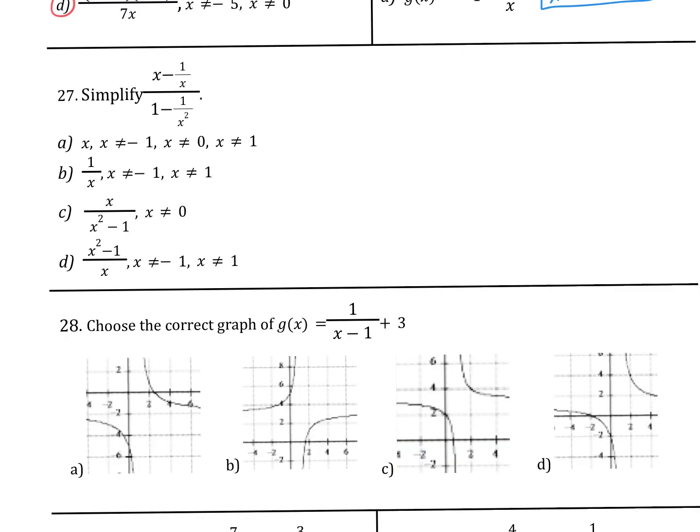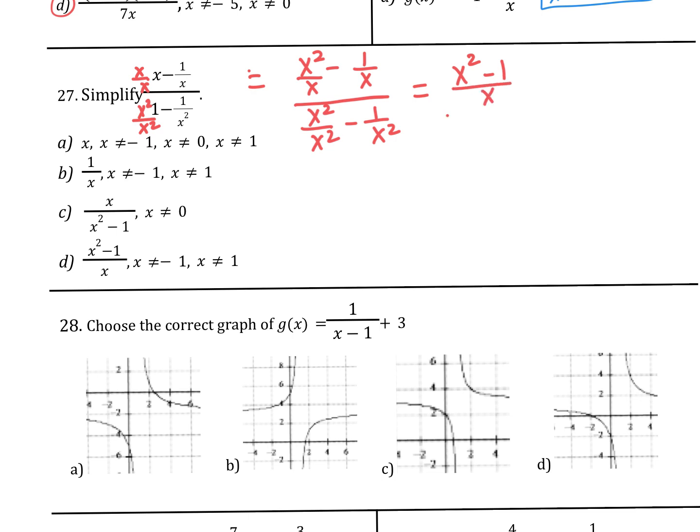Next is complex fraction. To add or subtract, we need to have the same denominator. So for number 27, we multiply top and bottom with x. So we got here on the top x squared over x minus 1 over x, and on the bottom we multiply x squared over x squared. So we got x squared over x squared minus 1 over x squared minus 1 divided by x. On the bottom, x squared minus 1 divided by x squared.